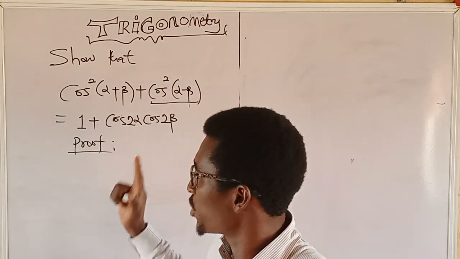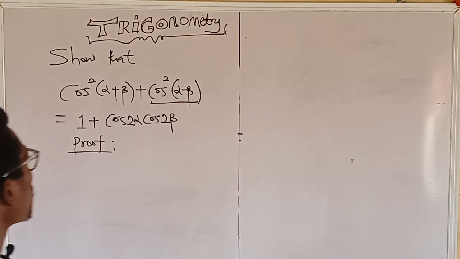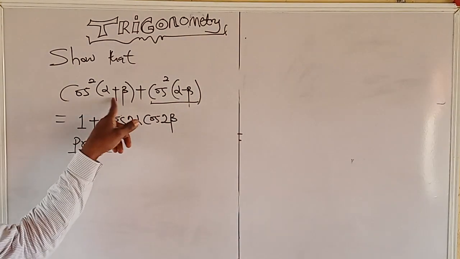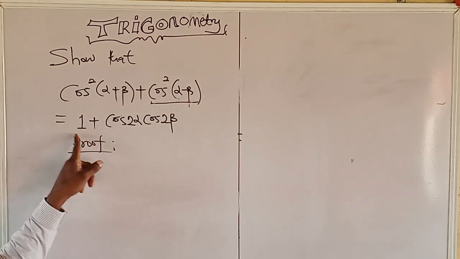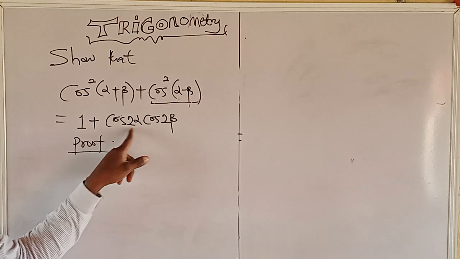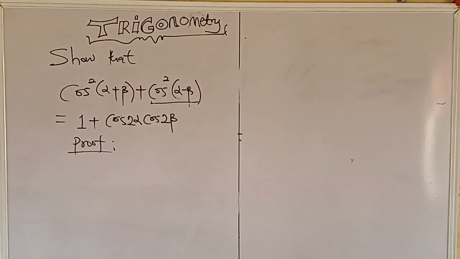So let's quickly look at the solution on the board. Now, in this problem, we are required to show that the cosine squared of alpha plus beta plus the cosine squared of alpha minus beta is equal to 1 plus cosine of 2 alpha multiplied by cosine of 2 beta. So we want to show that the left-hand side is equal to the right-hand side. How do we do that?